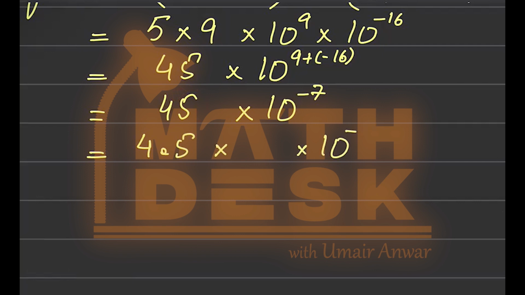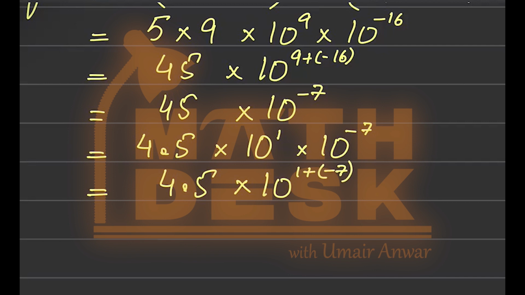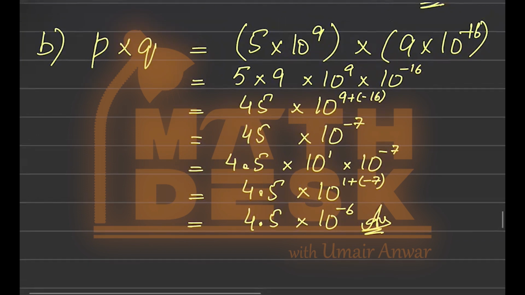Since the decimal is moved 1 digit to the left, the index would be 10 raised to positive 1. Now again, the bases are the same, so the indices should be added to each other, 1 plus minus 7. So it would become 4.5 into 10 raised to minus 6. And this would be the final answer in standard form for this part.